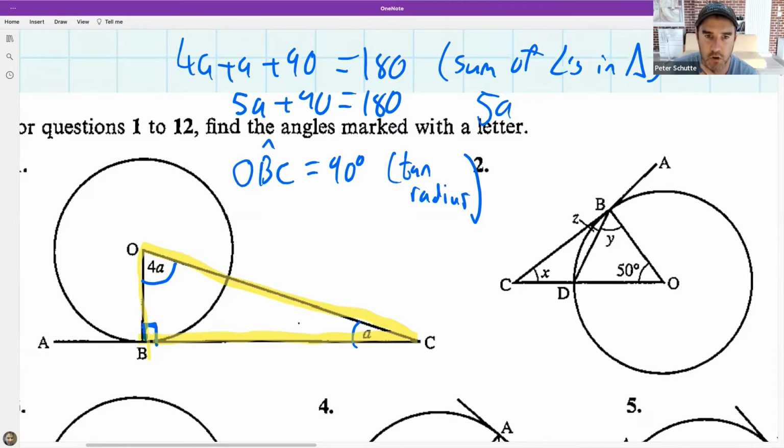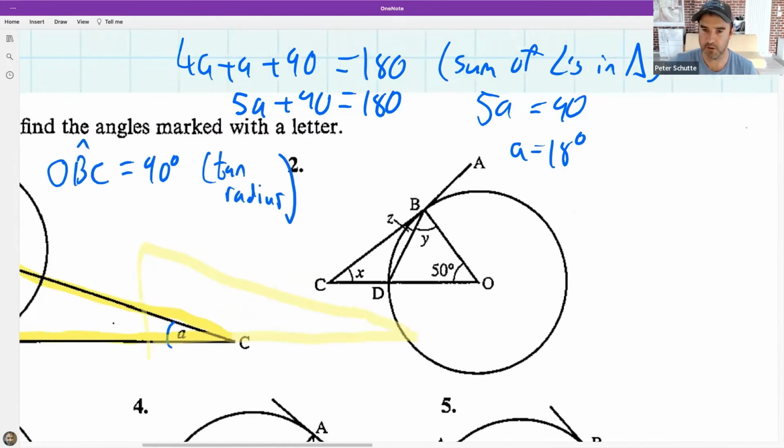Okay, so we got 5A is 90, and then we divide both sides by 5, and then we're going to get A is 18 degrees. So for the first one, A is indeed 18 degrees. Okay. Are there questions or comments? Okay, then let's look at number 2.